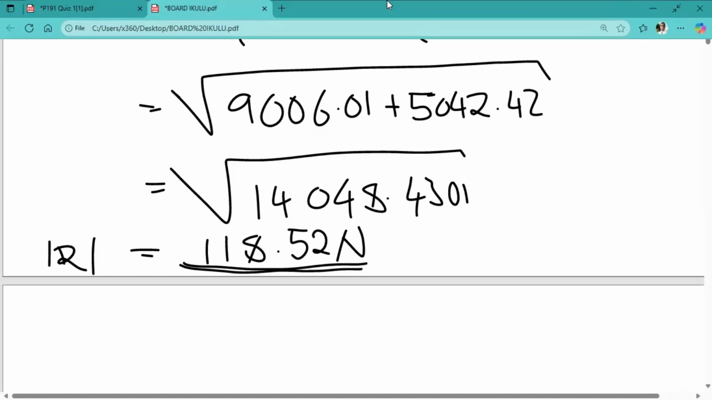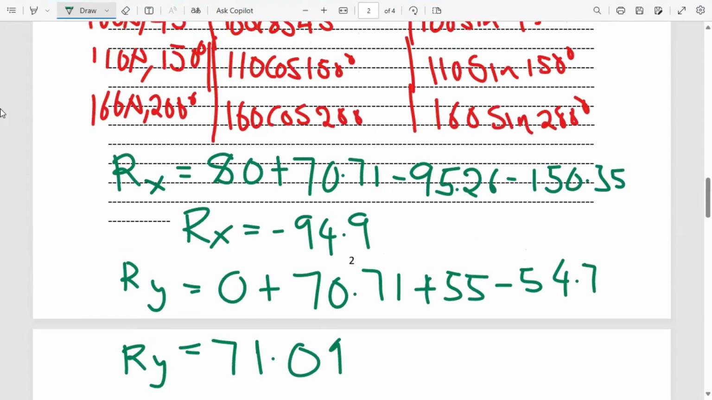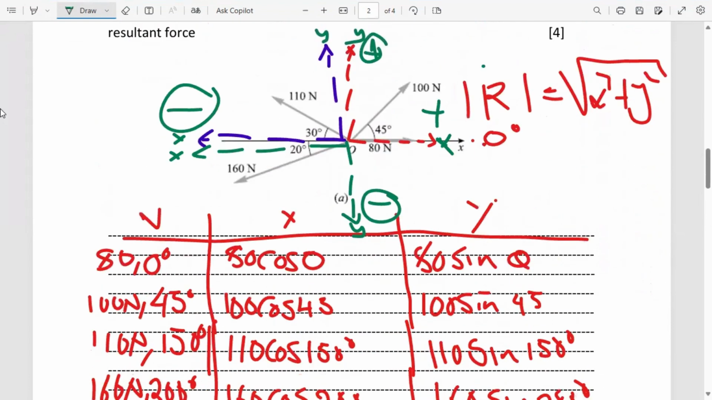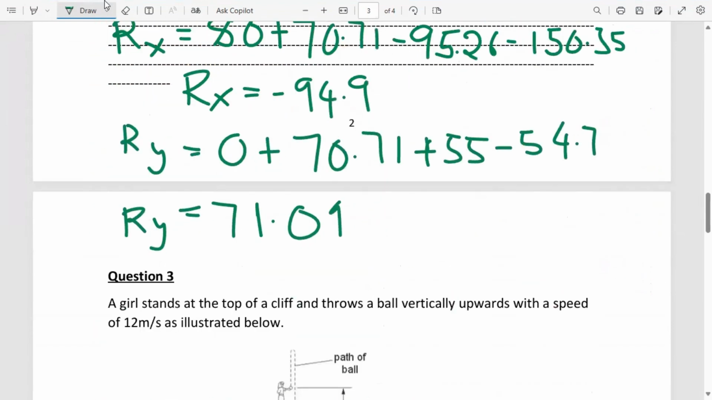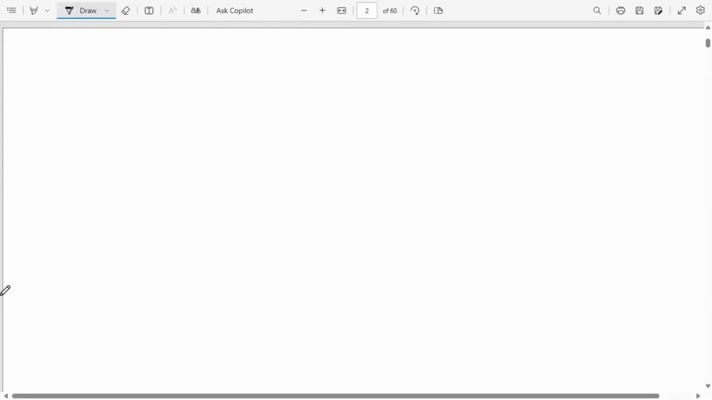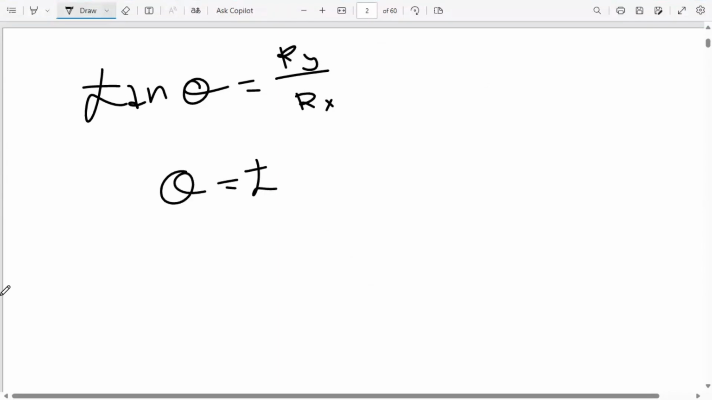I don't think they asked us to find the direction. Find the resultant. Okay, yes, they only asked us to find the resultant. But if we want to find the direction, let's just do it real quick. So we're going to say tan theta is equal to Ry over Rx, of which theta will basically be equal to the tan inverse of Ry, which we found to be 71.01.